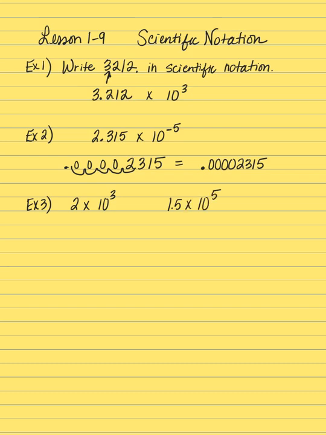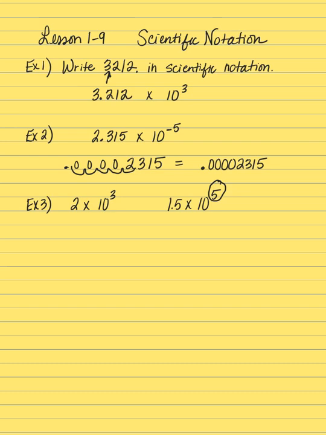Okay, to compare two numbers that are written in scientific notation, the first thing you want to look at is the power of 10. So the one on the left is 10 to the 3rd power, and the one on the right is 10 to the 5th power. If the powers of 10 are not the same, then the bigger power is automatically the bigger number. No matter what the decimal is in the front, the bigger power automatically makes the biggest number. Does not matter about the other.